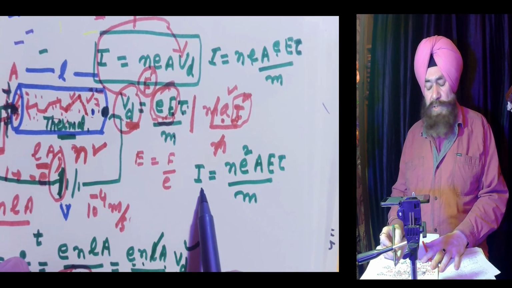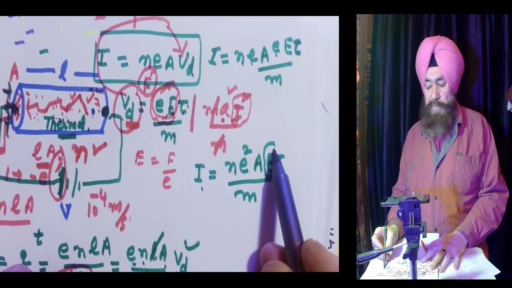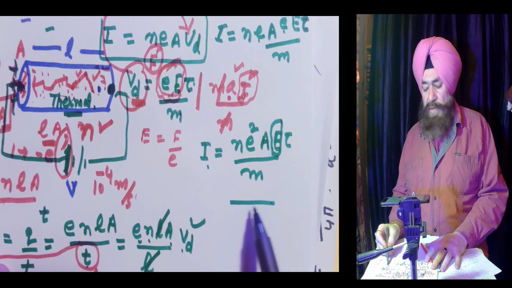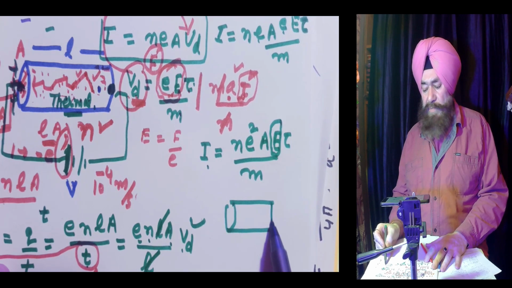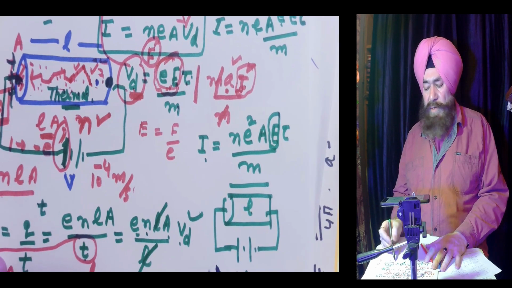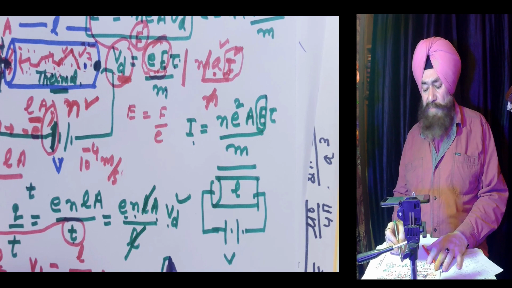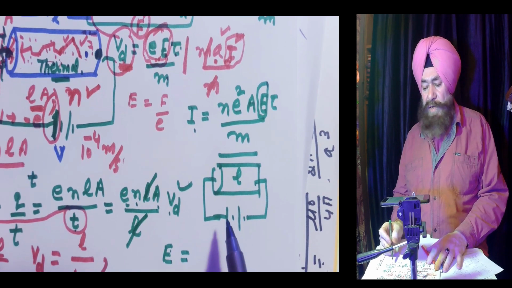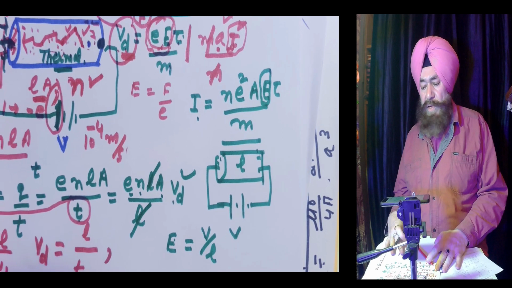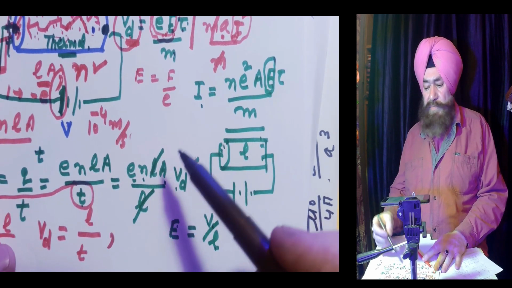Okay, this is the expression of the current. Now the electric field, which is applied: we applied a potential V here, and the distance is L. Now, what is the electric field? By definition, electric field is potential divided by the distance. So, electric field is potential over distance.